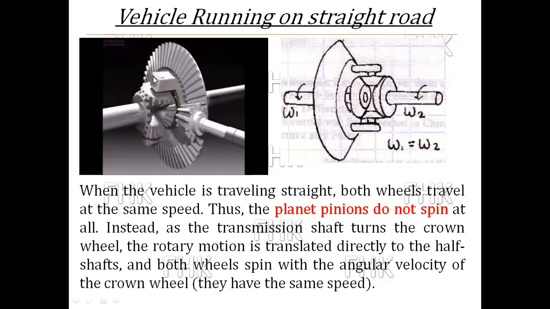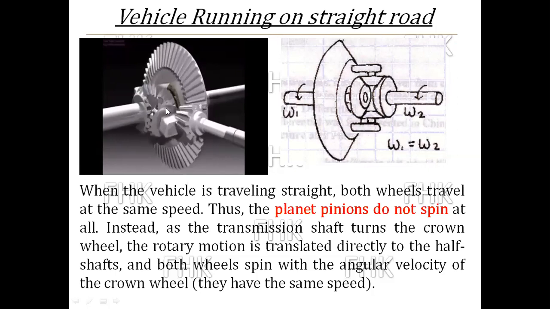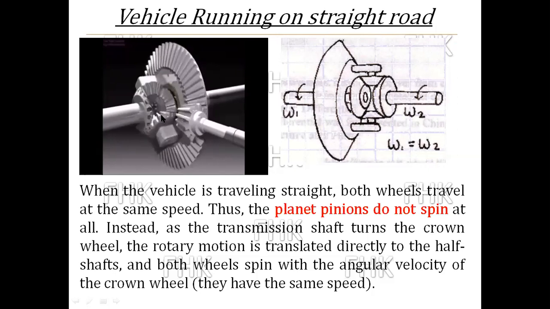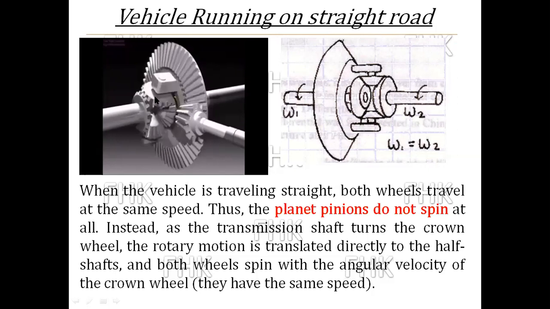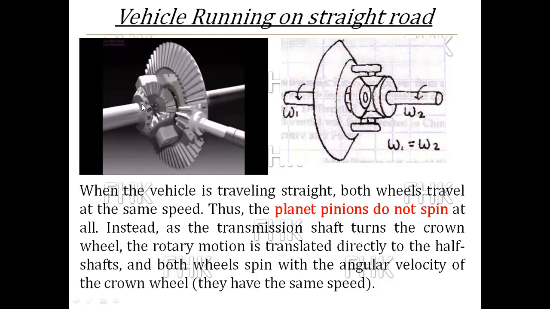And when the cage is rotating, these two planet pinions are not rotating or spinning about their pivot axis. So this motion is directly given to the two sun gears. This is sun gear A and this is sun gear B.